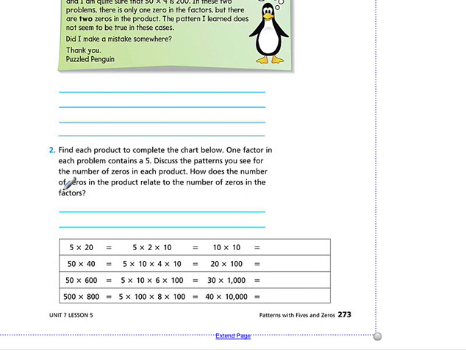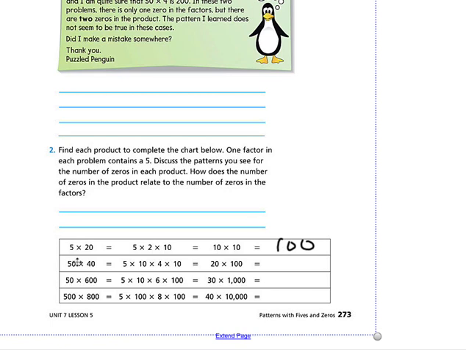Well, we've kind of already talked about that. That the number of zeros in the factors has to be the same number of zeros in the product. Well, there at least has to be that many. All right. So now let's take a look. We have 5 times 20. We can break 20 into 10 times 2. And then we can take 5 times 2 and get 10. Now we have 10 times 10. And so we know what 10 times 10 is. That's 100. And there's 2 zeros in the answer.